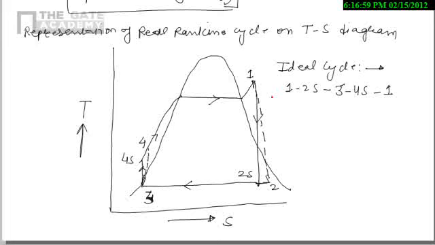So now I am writing the actual cycle. The actual cycle here is represented by 1, 2, 3, 4, 1. So this one is the actual cycle. And remember one thing, here we are considering losses in the turbine and pump. We are not considering the piping losses.